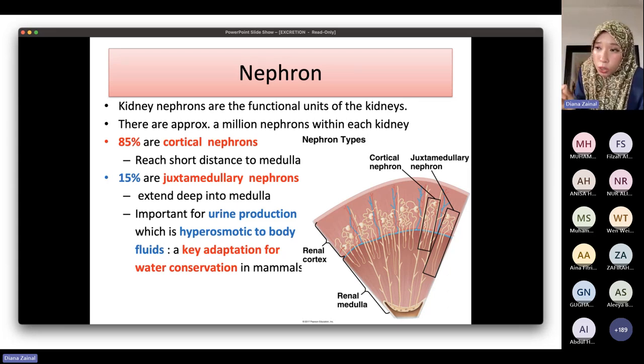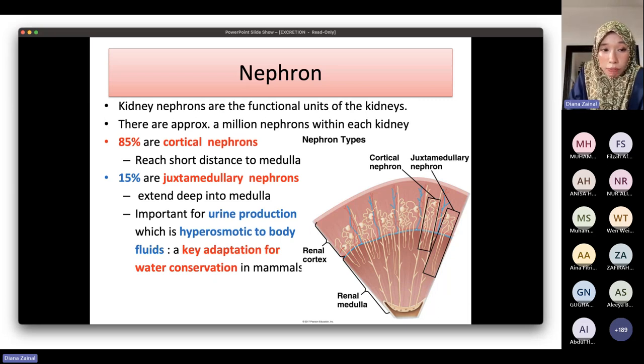It's the functional unit, I mean the most basic unit where urine production happens. If you talk about the functional unit of gas exchange, your lungs, it should be the alveoli. But for the kidney, it should be the nephron. So there are approximately 1 million nephrons within each kidney. Can you imagine that? 1 million, okay?